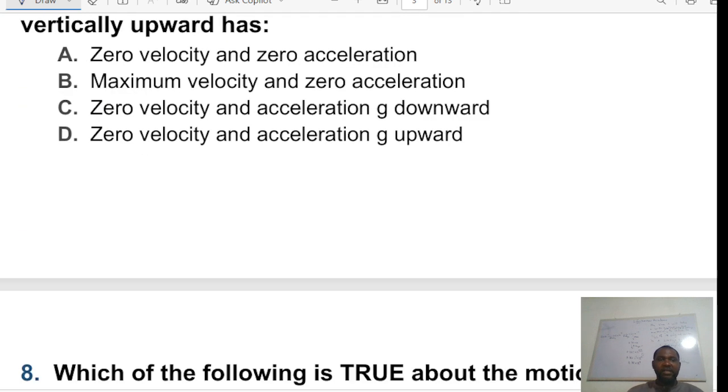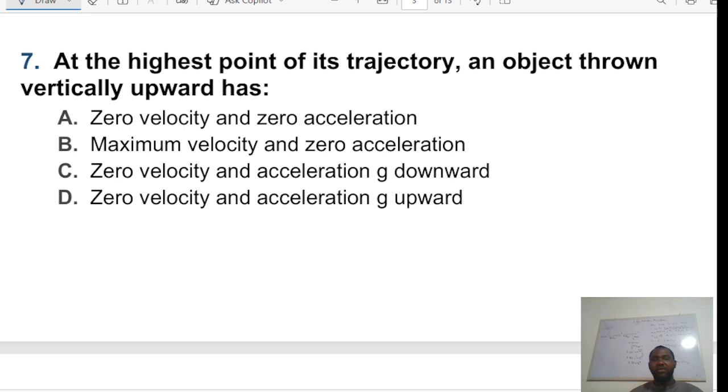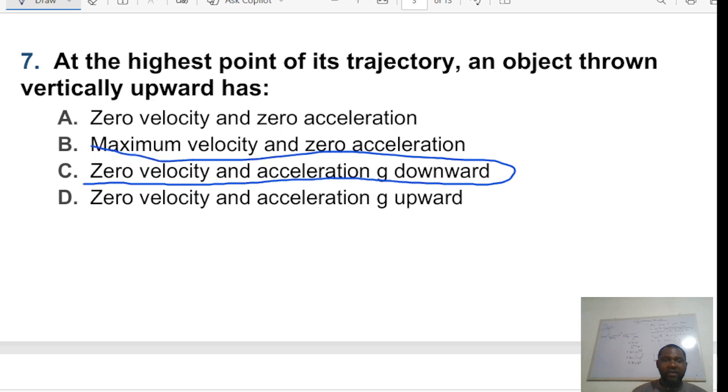Please don't forget that. Acceleration always acts downwards. Okay, then number 7, at the highest point of its trajectory, an object thrown vertically upward has, now at the highest point, the velocity is 0. So the answer is 0 velocity and the acceleration is downward. Don't forget that acceleration always acts downward, not zero acceleration. Acceleration is constant no matter the position. Okay, don't forget that.